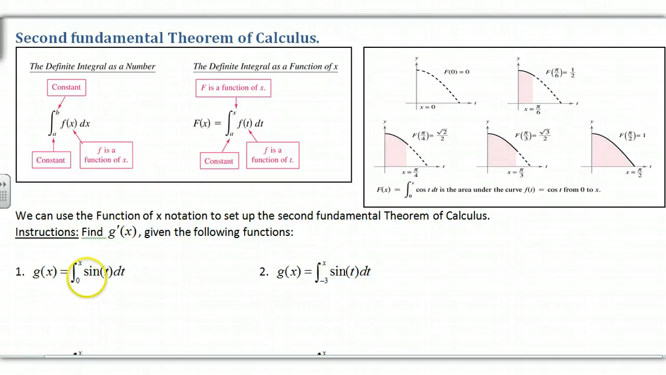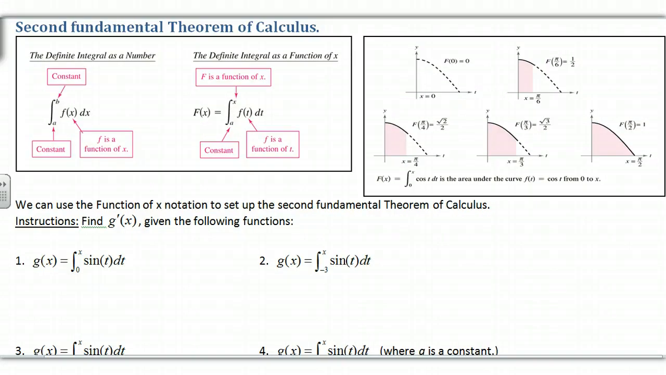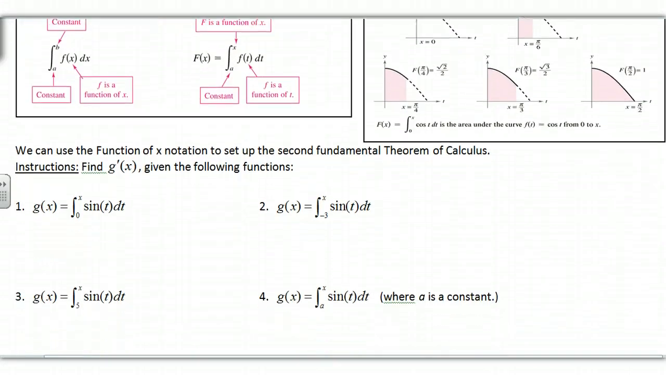So what I want to do is give you some problems here to try. I'm going to do the first one with you, and then you're going to try 1 through 4. I'll explain this one later, or I'll explain in class. So if I have this one, what this says is that I want to find g prime, given this integral. This upper limit is x. Let me show you how this is done.